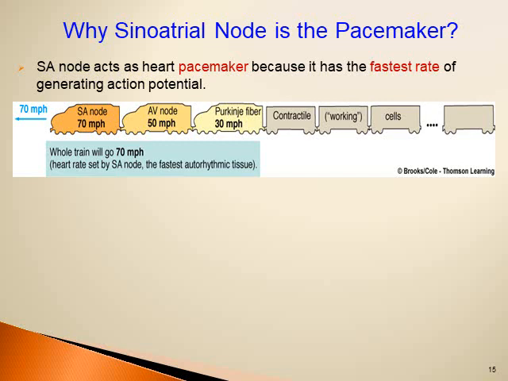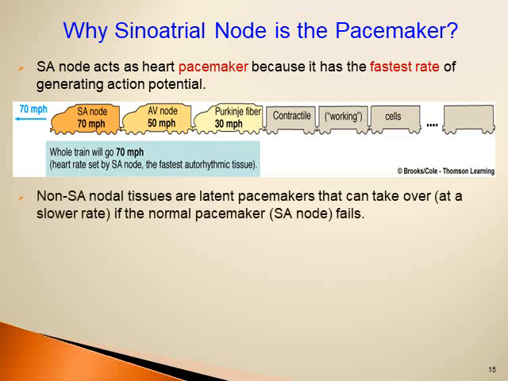If we compare that, or give an example like a train, the first part of the train, as you see here, has the highest speed, so it is the one that determines the speed of the entire train.